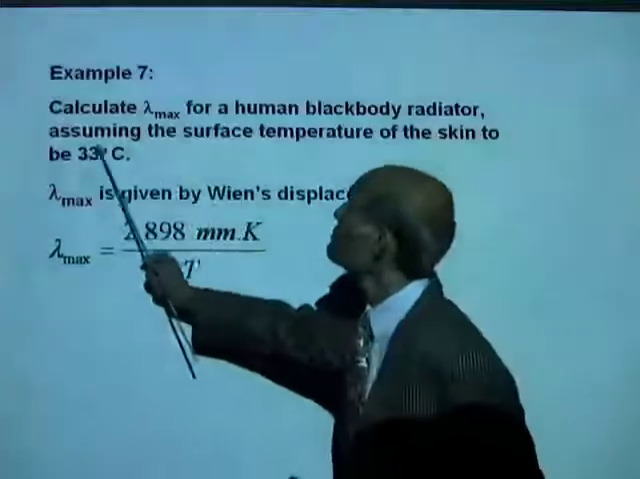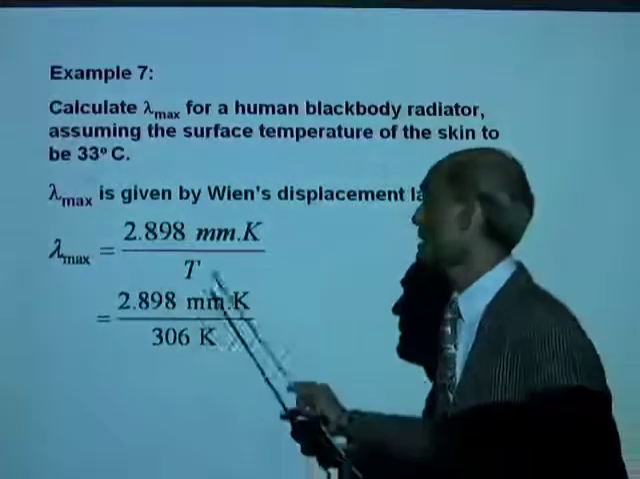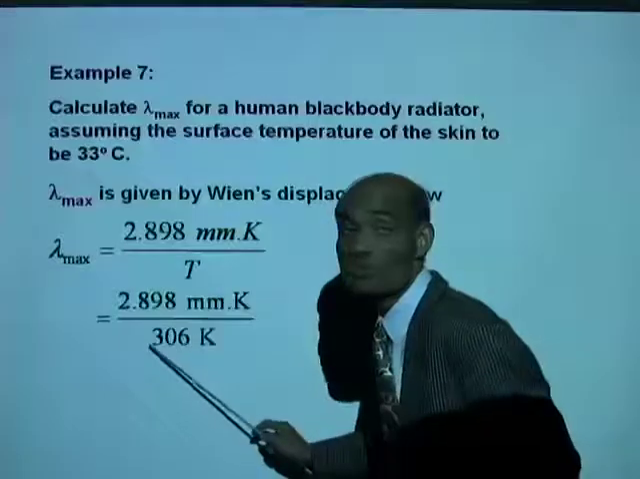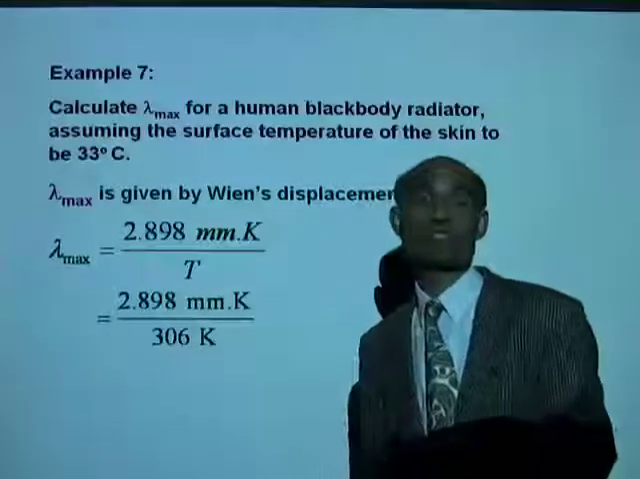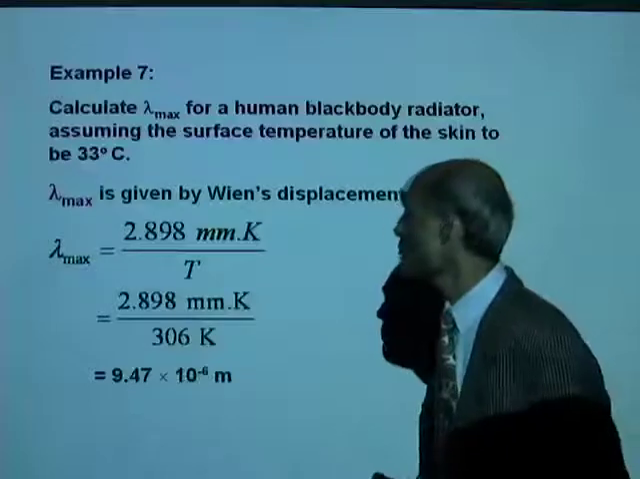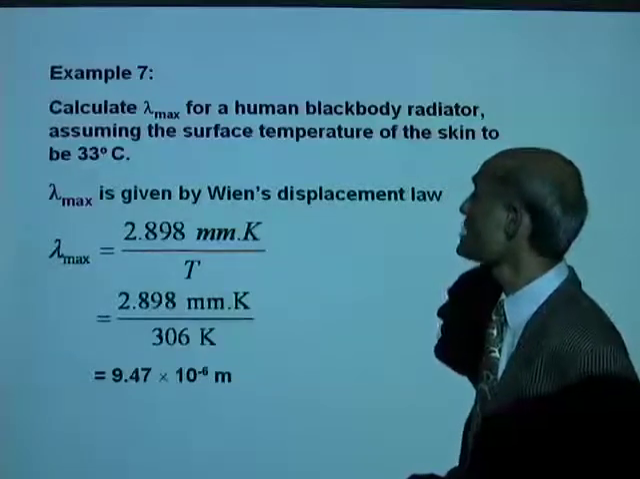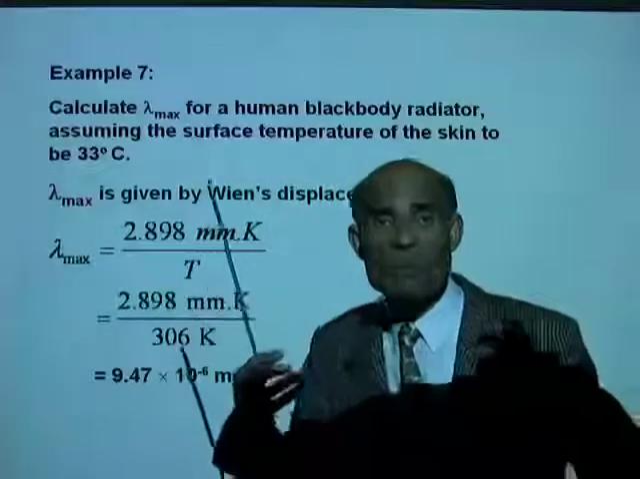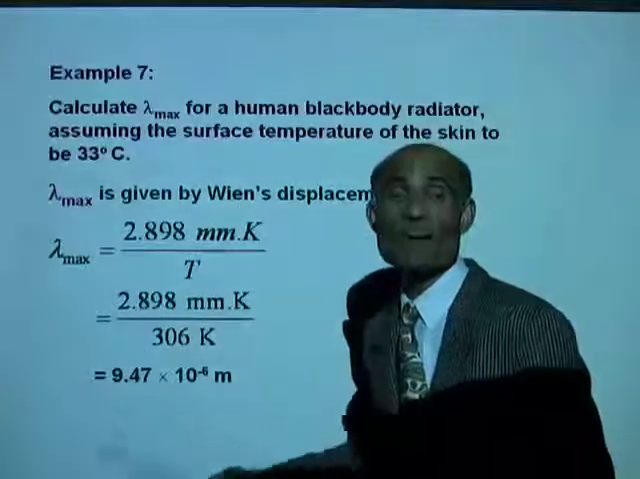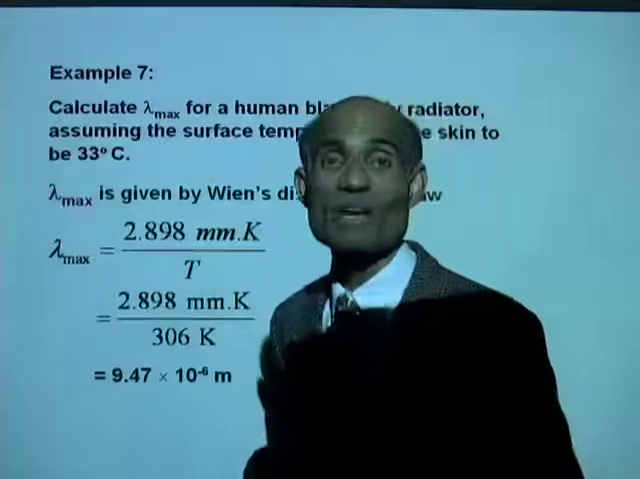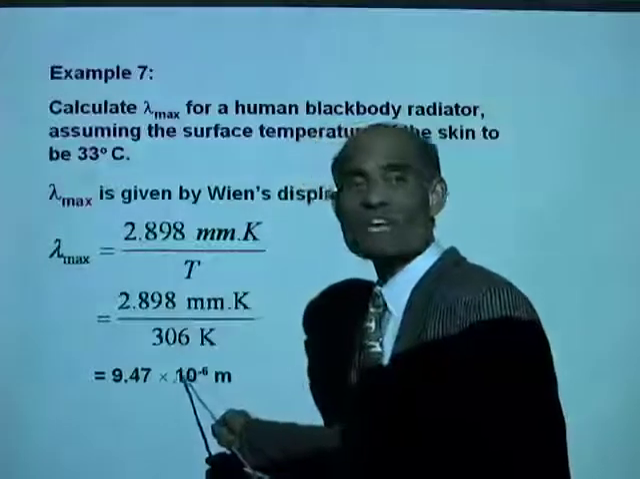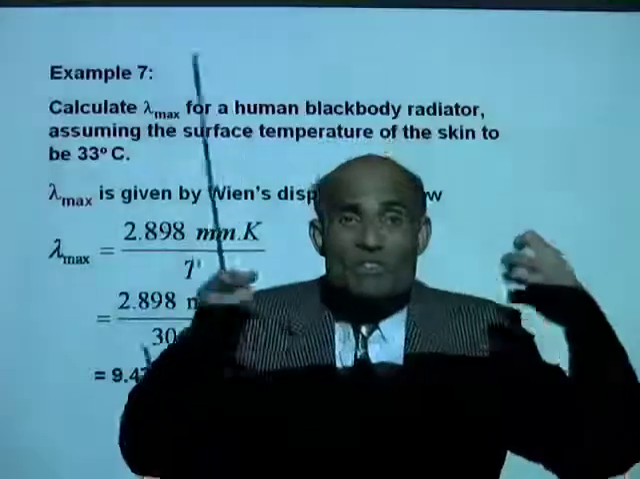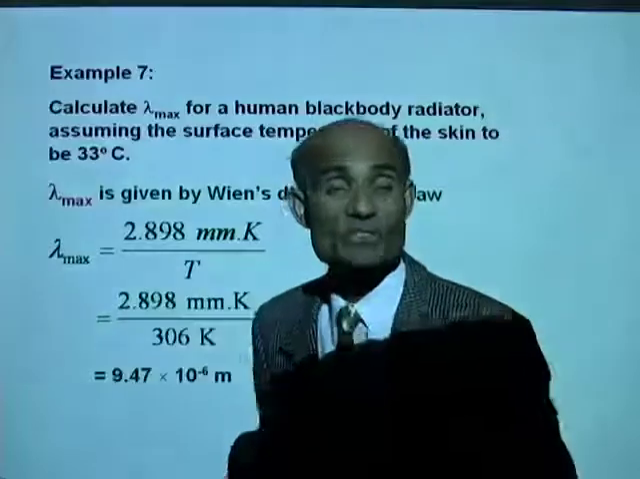So in this case, the temperature has to be converted to Kelvin. That will be 2.898 millimeter Kelvin divided by 273 plus 30, which is 306 Kelvin. That is 9.47 times 10 to the negative 6 meter. That is the wavelength of the maximum intensity radiation that is emitted by the human body. And do you remember where this radiation comes in? It is in the infrared. So we emit infrared radiation, heat radiation, all the time.